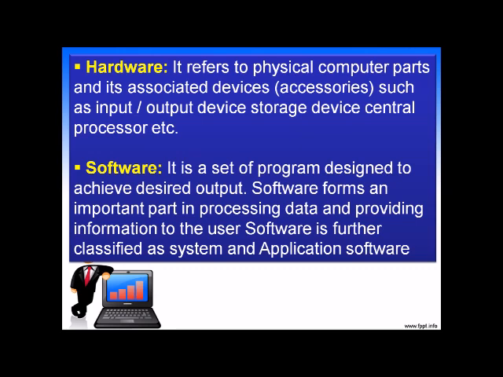We have two types of software here. One is system software and the other one is application software. System software is made for one computer or one device. It is used to operate a hardware device. That means we have an operating system. For example, Windows, Android, Unix, Linux. These are the examples of system software.